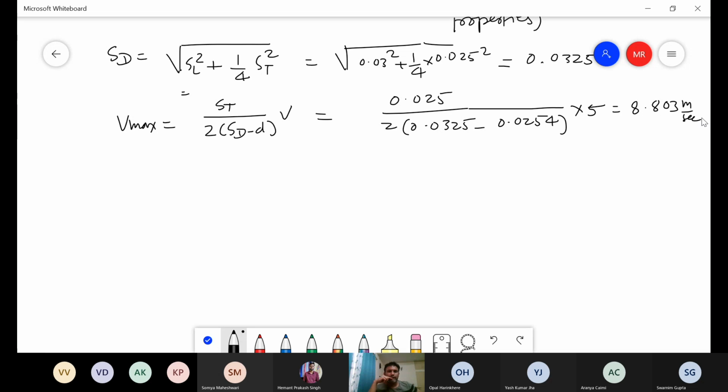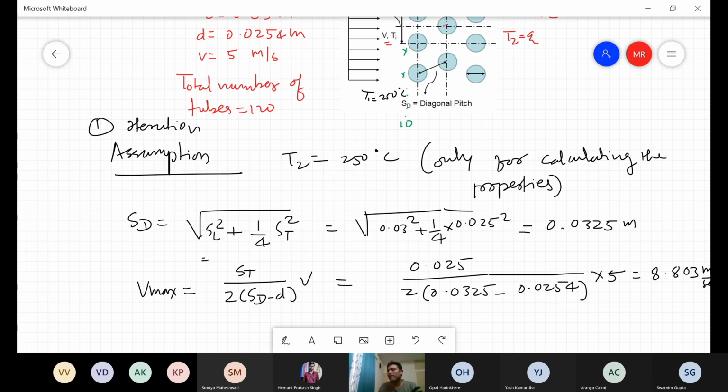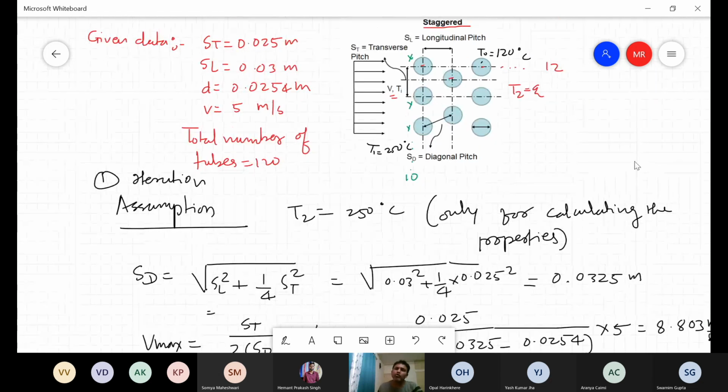Hello? So now, based on this Vmax, we have to find out the Reynolds number, because what is our ultimate aim? If I go back to this particular figure, my aim is to calculate this T2. How can I find out this T2? I can find out the total heat transfer taking place between the flue gas and the air flowing through each of these tubes.